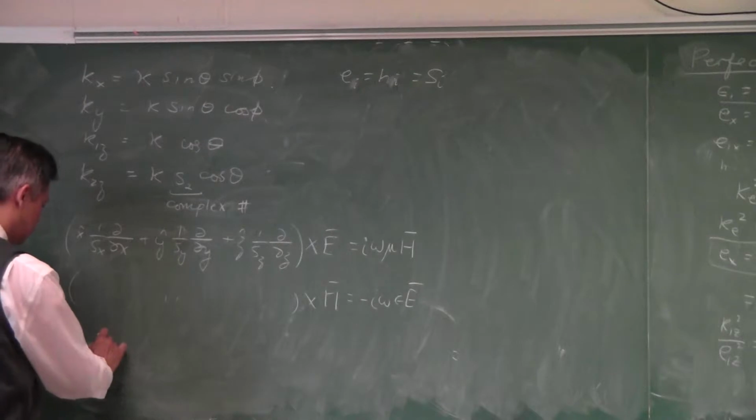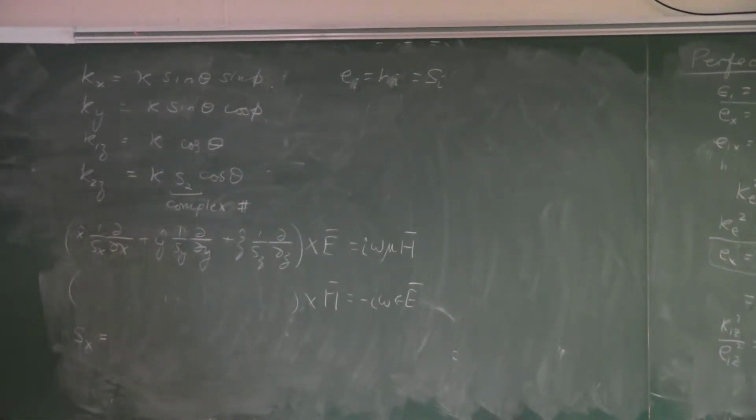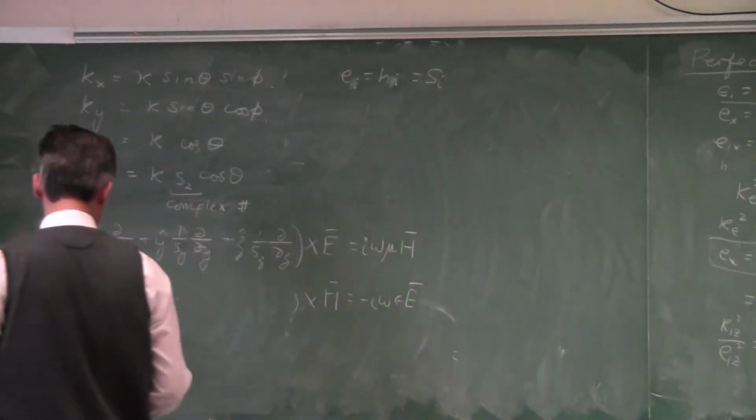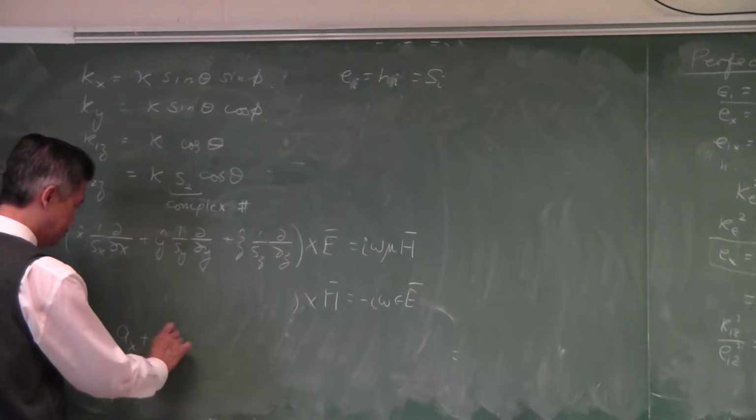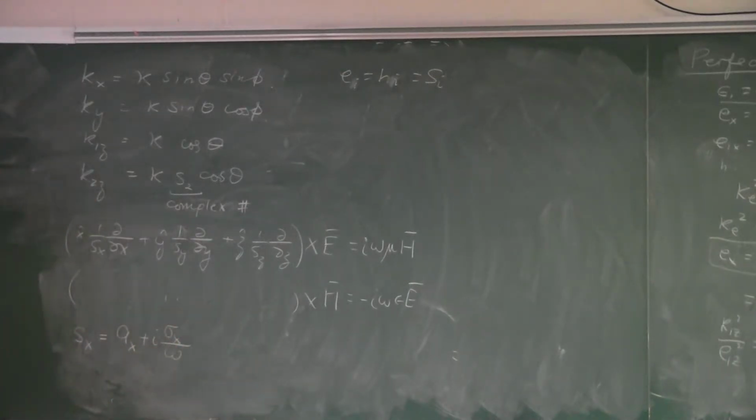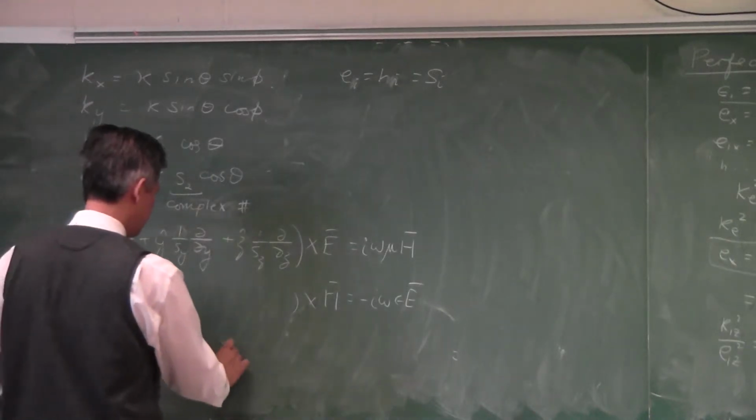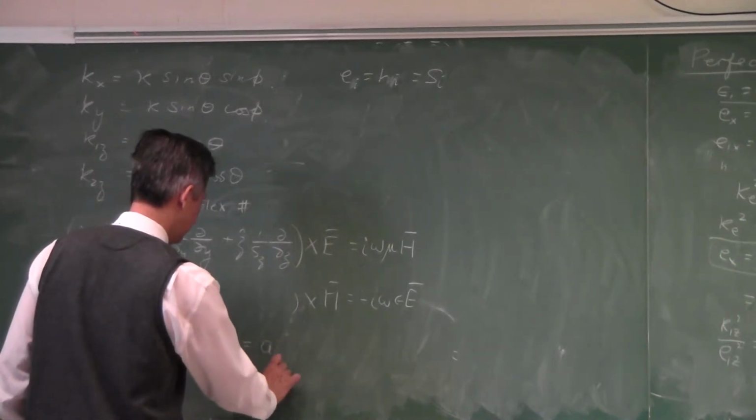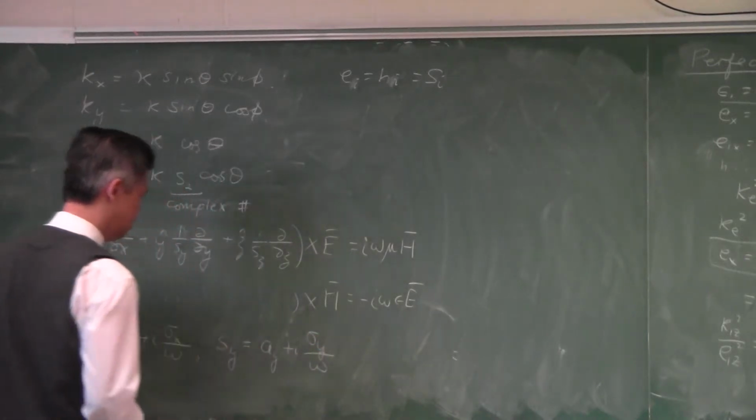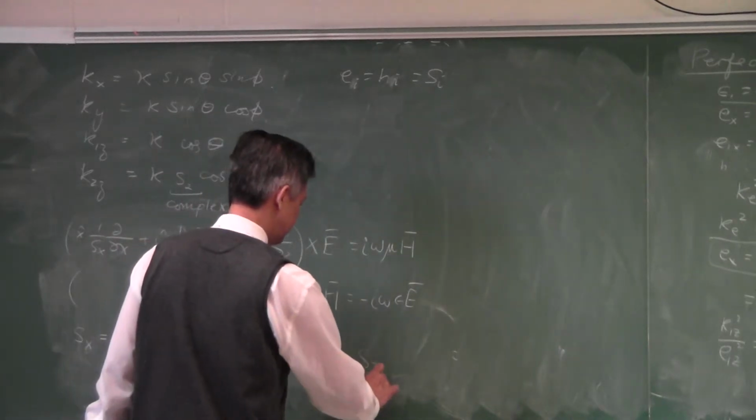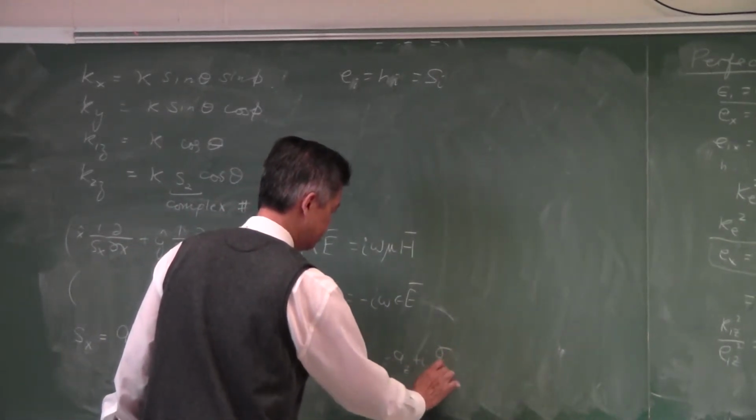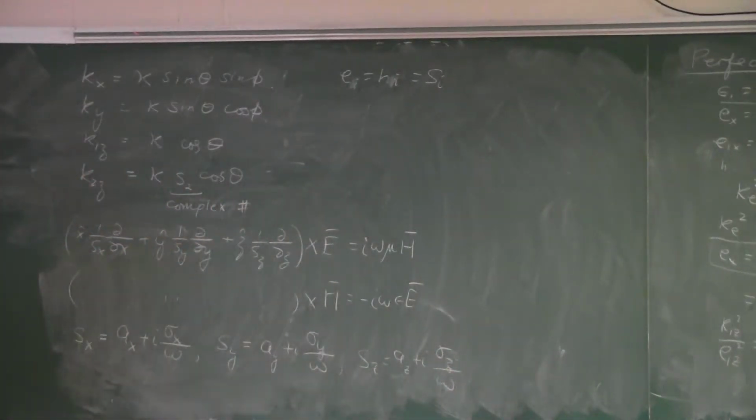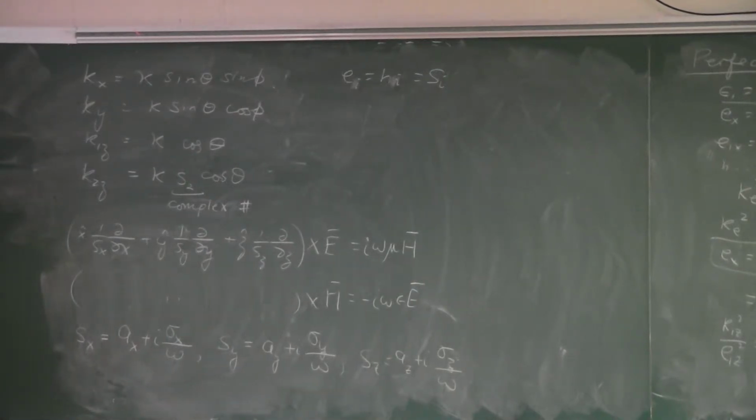Sx can be a complex number. Say, Ax plus i sigma x over omega. So Sx can be a complex number like this. Sy can also be a complex number like this, Ay plus i sigma y over omega. And then Sz can also be a complex number, something like Az plus i sigma z over omega.